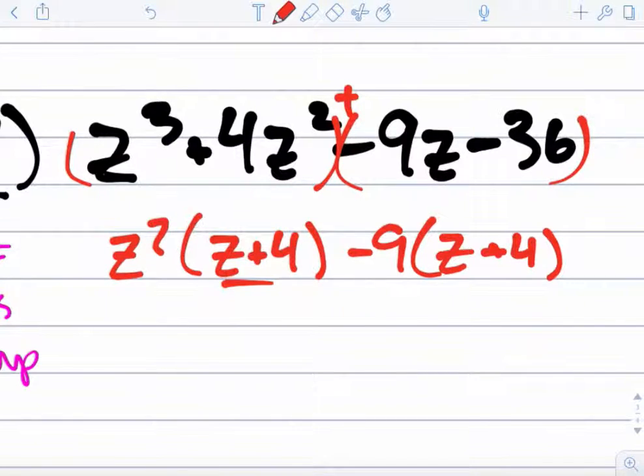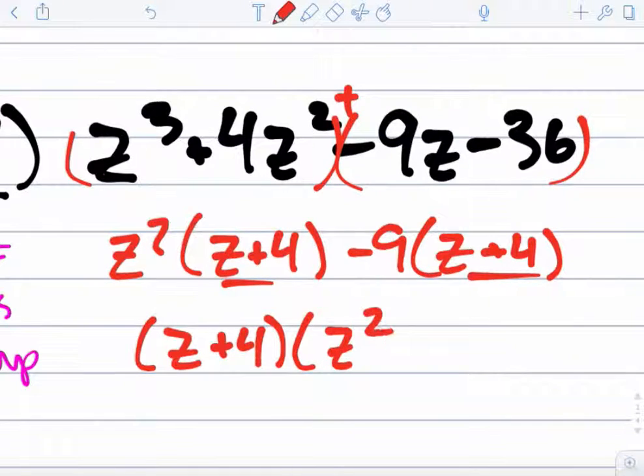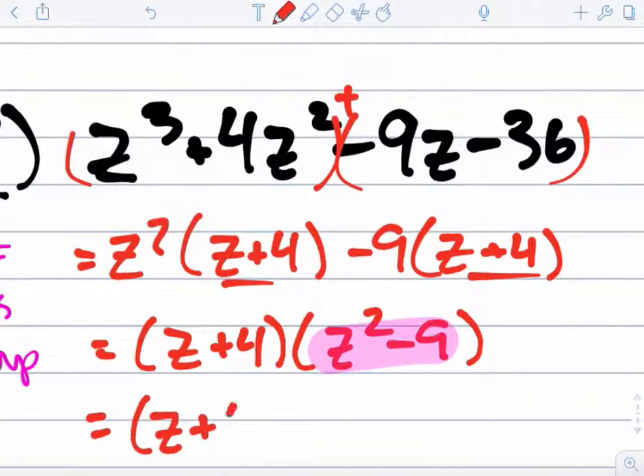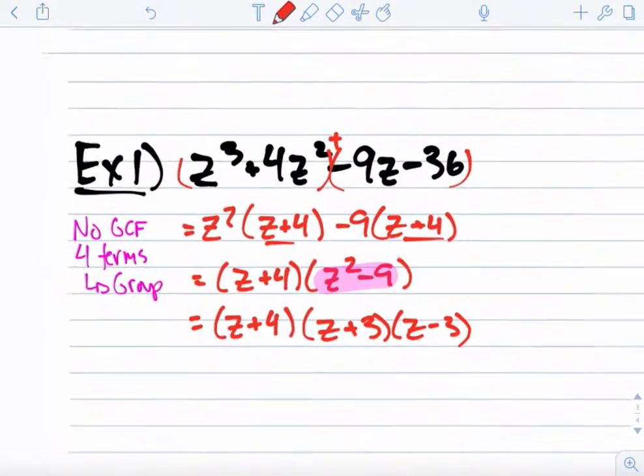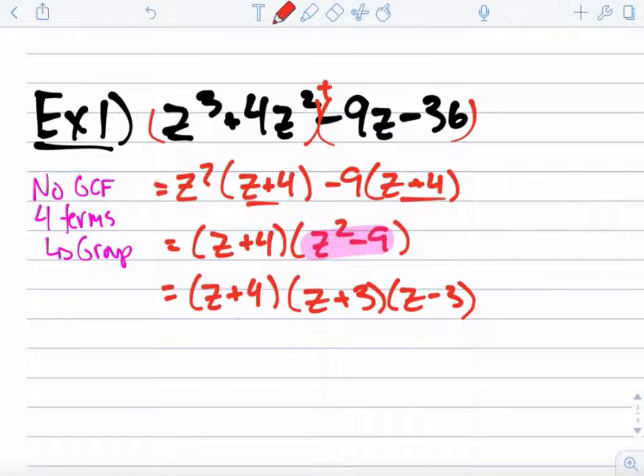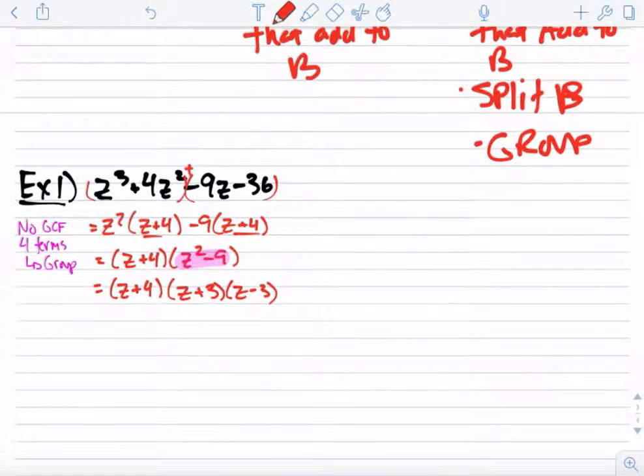Now I have a common term because I'm factoring by grouping, z plus 4, times z squared minus 9. But I'm not done, because z squared minus 9 is a difference of squares. So I check my binomials. I got two of them: z plus 3 and z minus 3.